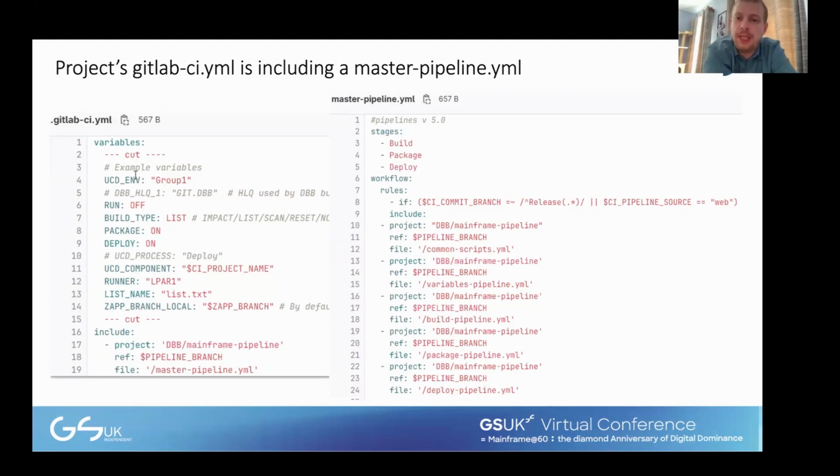Each project's GitLab CI YAML file, yes, it does include the pipeline, right? The master pipeline at the end. But before the include, we can override whatever variables we need. Variables basically become configuration settings, which we can set for each project application individually.